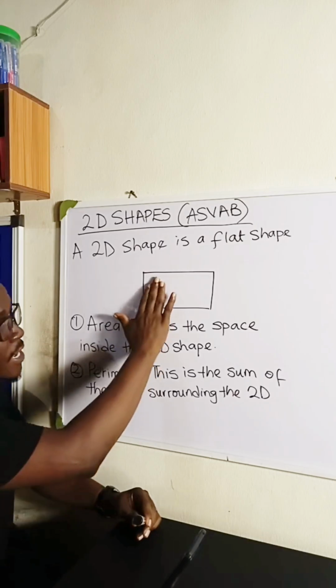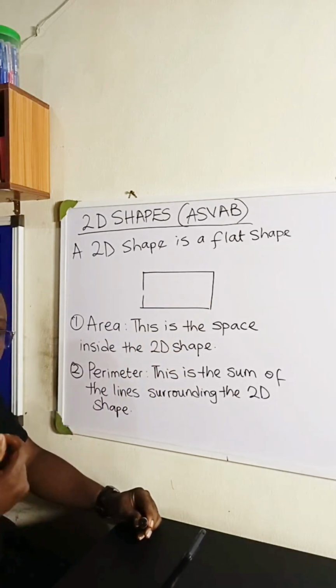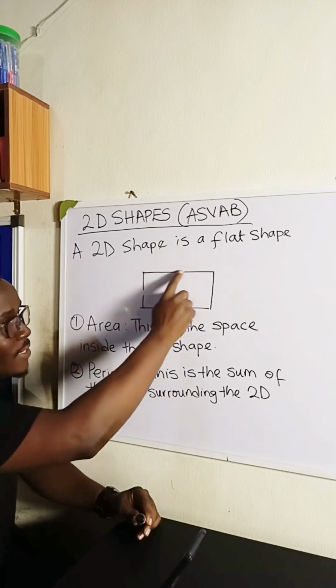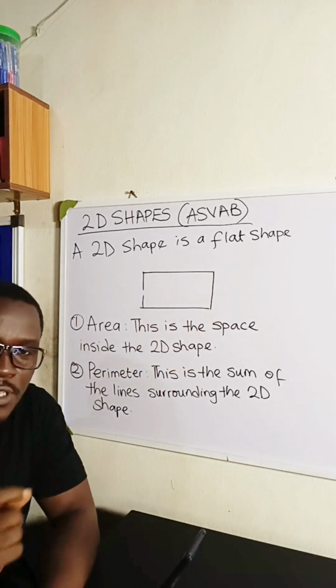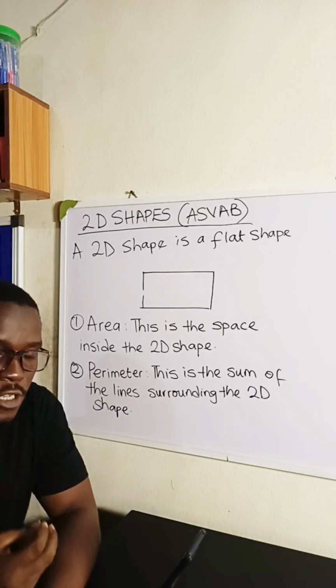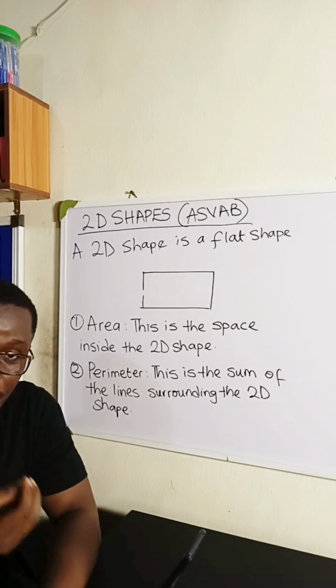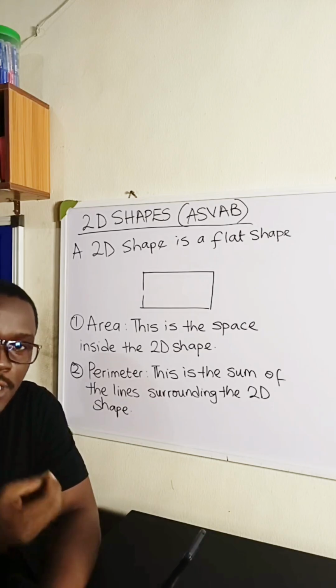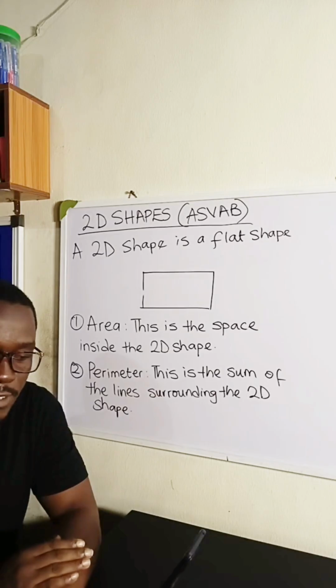Okay, so whenever you are told to calculate the area of a 2D shape, you are simply asked to calculate the empty space, this space inside here. But when you are told to calculate the perimeter of a 2D shape, you are told to calculate the sum of the lines surrounding the 2D shape. So whenever you are solving a question in the ASVAB exams, you need to ask yourself, especially in the arithmetic reasoning, because you might not be told to calculate the perimeter or calculate the area. You are expected to know which of these parameters you're calculating, right?